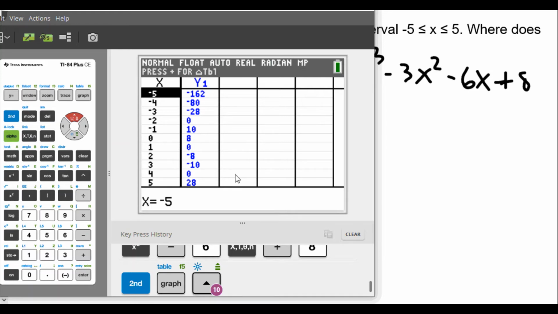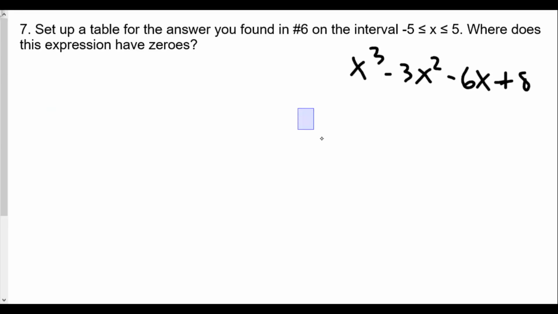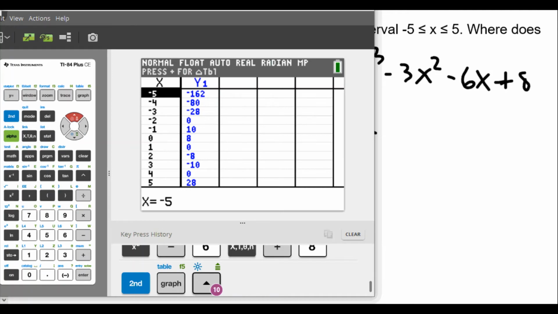And so we're looking for zeros, okay? A zero will be where we see the y value equals 0. And we'll notice in this case that when x equals -2, y is 0. Also when x equals 1, y is 0 as well. Okay, and so in that interval from -5 to 5, we will have two zeros, -2 and 1. So x equals -2 and x equals 1. So those are zeros.